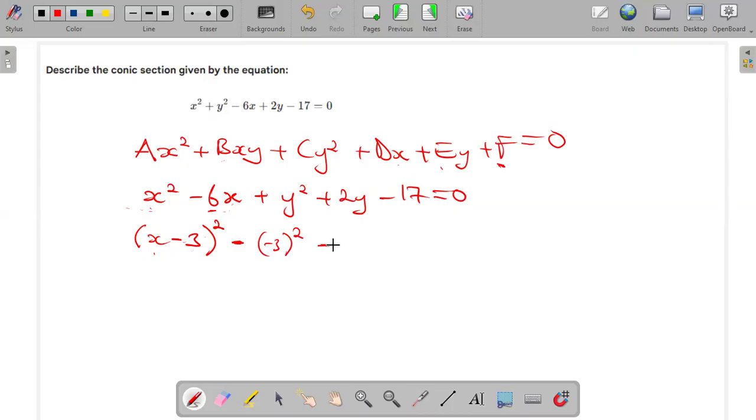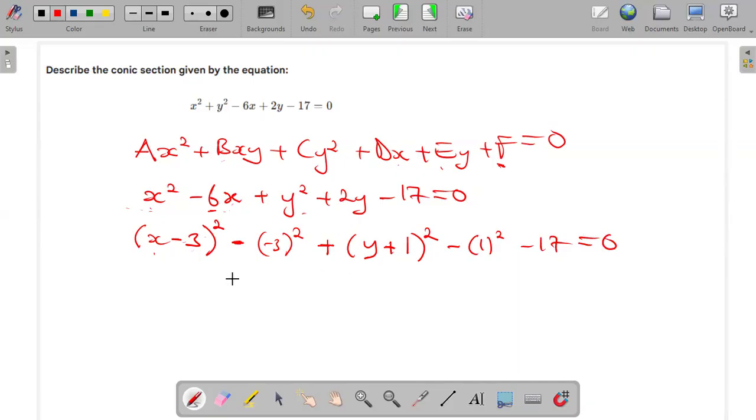And then I go to the y. So plus here, I write y. Then with 2y, I divide by 2, that gives me 1. So I get plus 1, and then I square. And then minus 1 squared, like that, is still also going to be 1. Then minus the 17 is equal to 0.